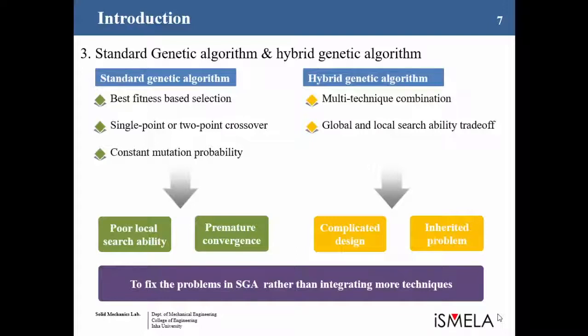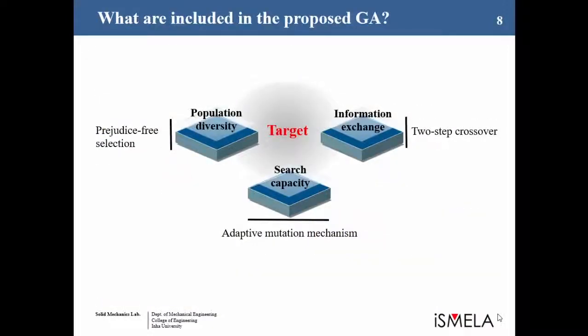To solve this, we are focused on how to improve the performance of genetic algorithm rather than to integrate more techniques into one. And in our work, we are focused on these three parts: how to improve the population diversity, how to enhance the information exchange, and at last, how to improve the searching ability. In the following time, I will describe this in detail.